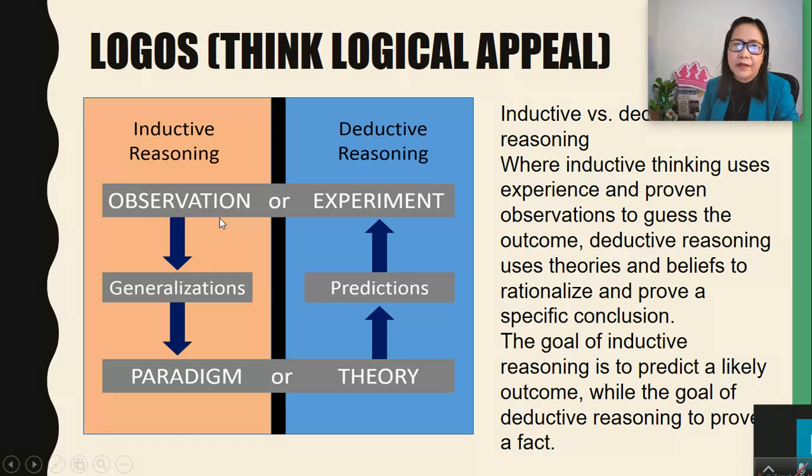This is a representation of two kinds of reasoning. The first one is inductive reasoning, where it is a top down reasoning, while deductive is from bottom to top. So, inductive versus deductive. In inductive thinking, it uses experiences and observations to guess the outcome. But in deductive, it's the opposite. The goal of inductive reasoning is to predict a likely outcome, but the goal of deductive is to prove a fact. So it's up to you which one you will be using in your speech. It's either you want to be inductive or deductive.